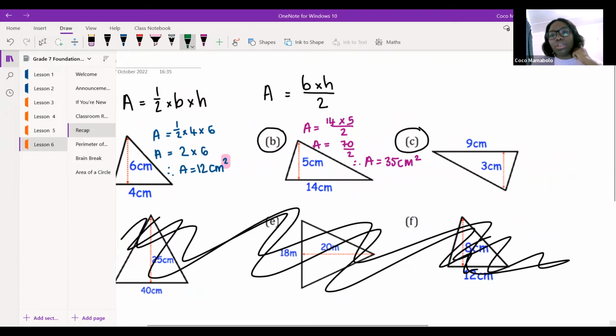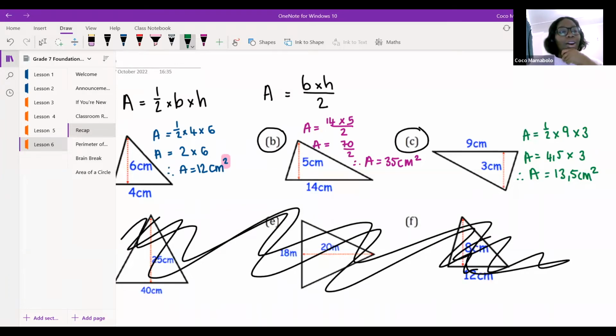Let's have a look. All right, so I've got area is equal to half times my base, which is 9, times my height, which is 3, my perpendicular height, which is 3. And area is going to equal 4.5 multiplied by 3. And I can't do 4.5 multiplied by 3 in my head. To give me 13.5. Therefore, area is equal to, thank you, Olonda, I'm stealing your answer, 13.5 centimeters squared. All right. Well done, guys. Amazing stuff.